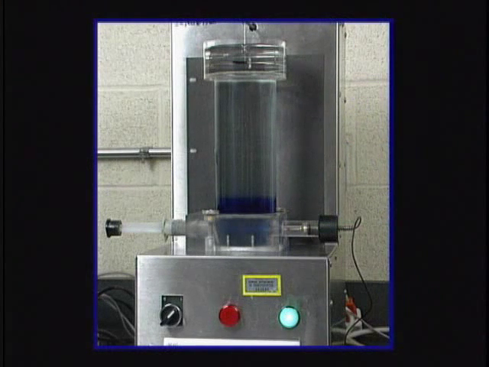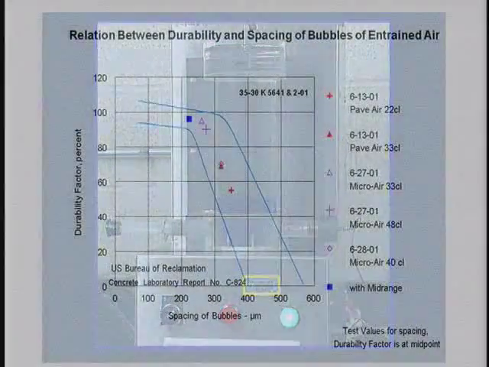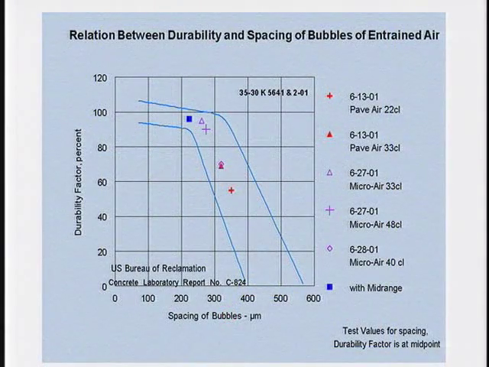One of the methods used to assess the air in Portland cement concrete is the air void analyzer, a machine developed to measure the spacing of the air bubbles in fresh concrete. This spacing factor of the entrained air bubbles is generally regarded as the most significant indicator of the durability of the cement paste matrix to freezing and thawing exposure.